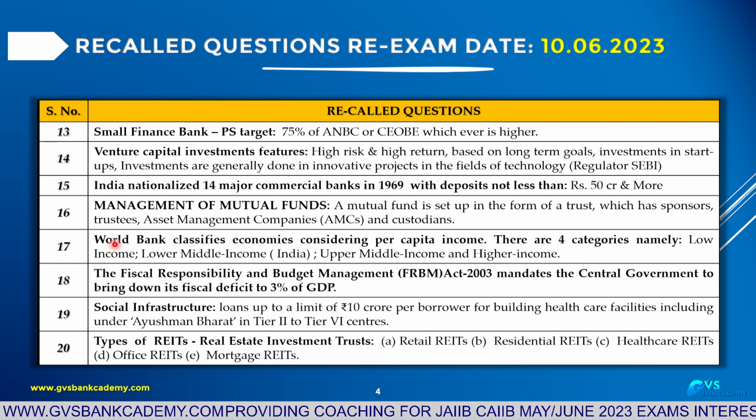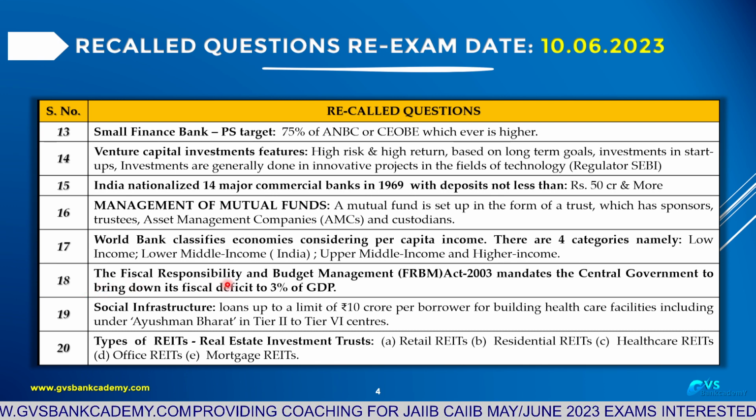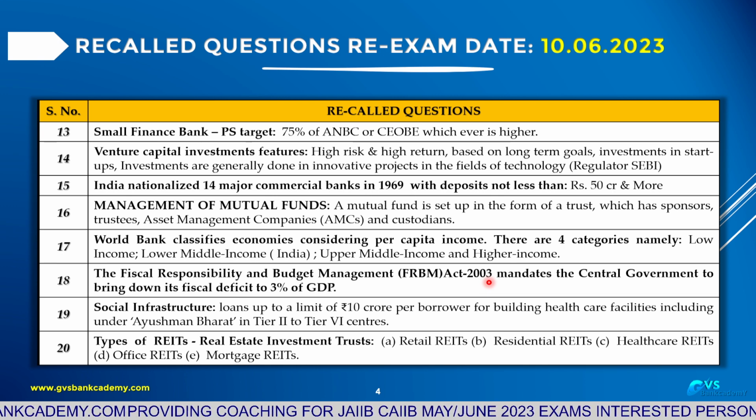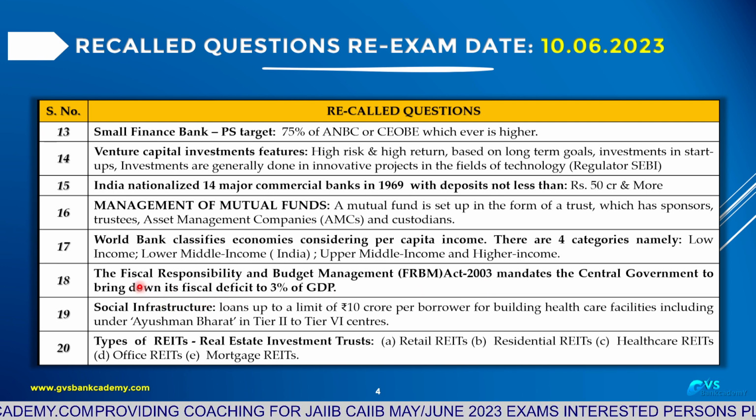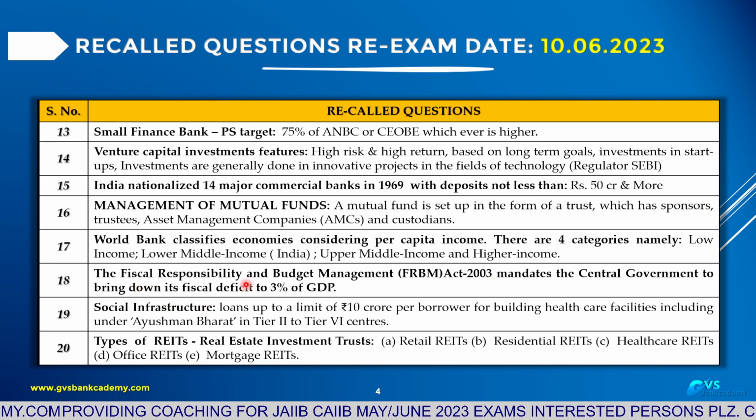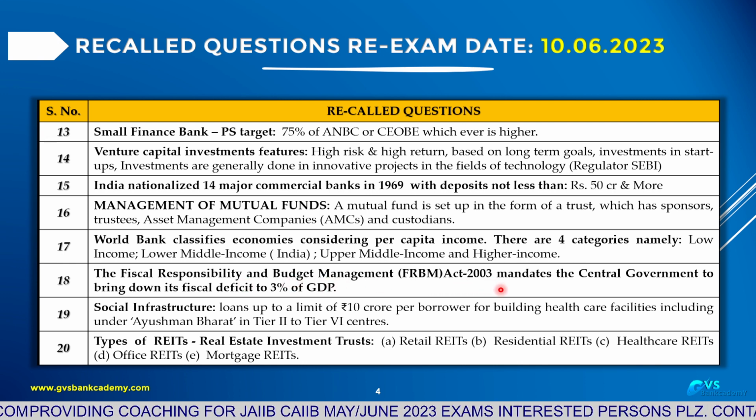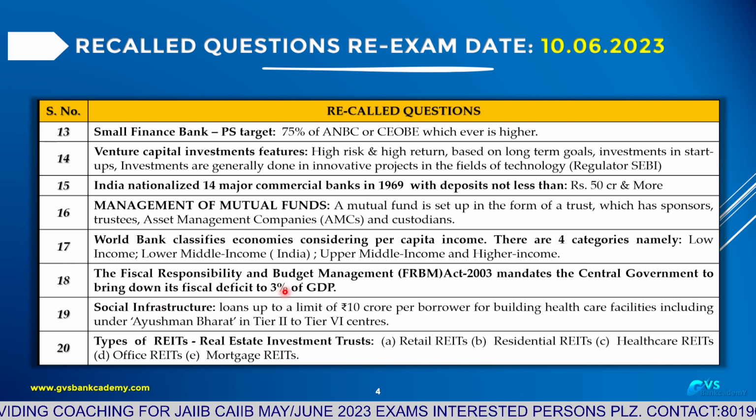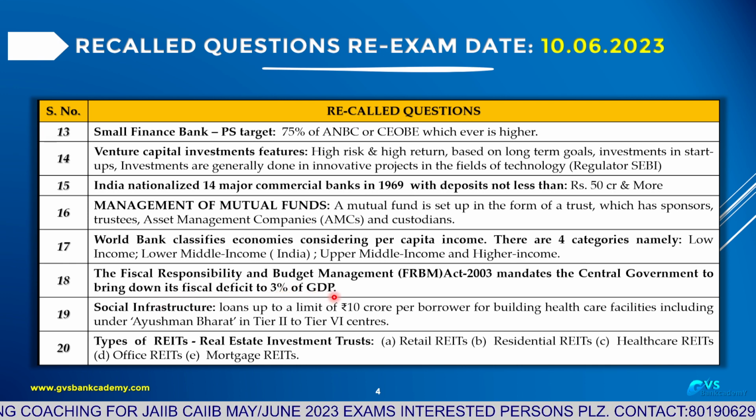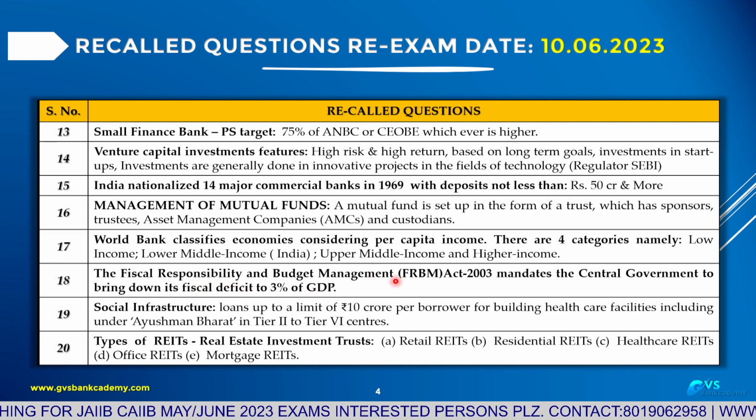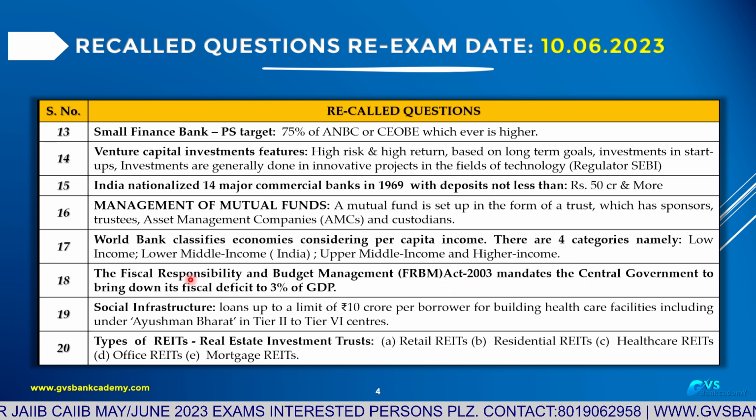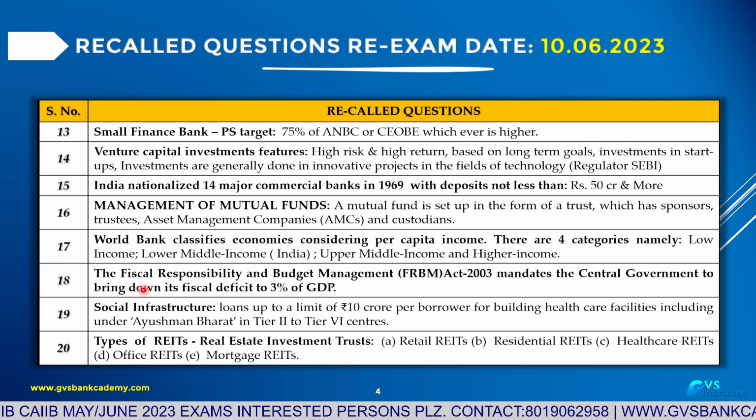This is important. 18. Fiscal Responsibility and Budget Management Act 2003. To control the fiscal deficit, they had started with the Act, the Fiscal Responsibility and Budget Management Act. It mandates that the central government bring down the fiscal deficit to 3% of GDP. Very, very difficult question.